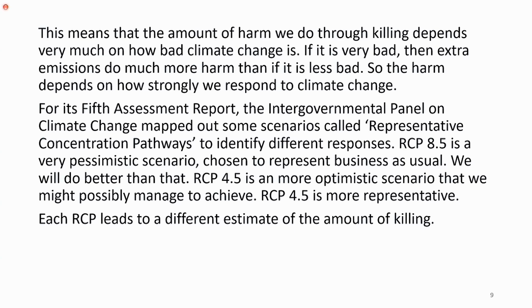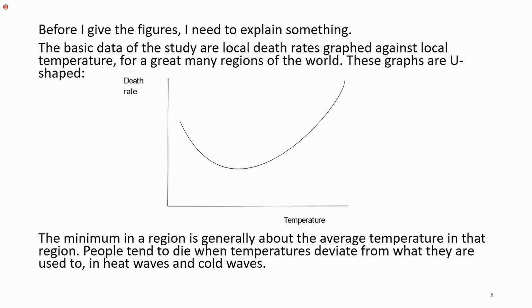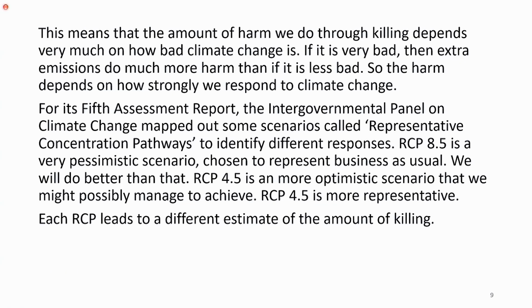But it does mean that if we're trying to work out the harm done by climate change, it's going to depend a lot on how much we do to control climate change. If there's going to be a serious climate change, then extra emissions do much more harm, because the extra emissions are taking place where temperatures are already high and the death rate is much more affected by temperatures in that region. On the other hand, if we have climate change reasonably under control, the harm done by each extra ton is going to be less bad. And that means I'm going to give you two different figures for the amount of harm done by emissions. These were dictated for me by the study that I just reported on.